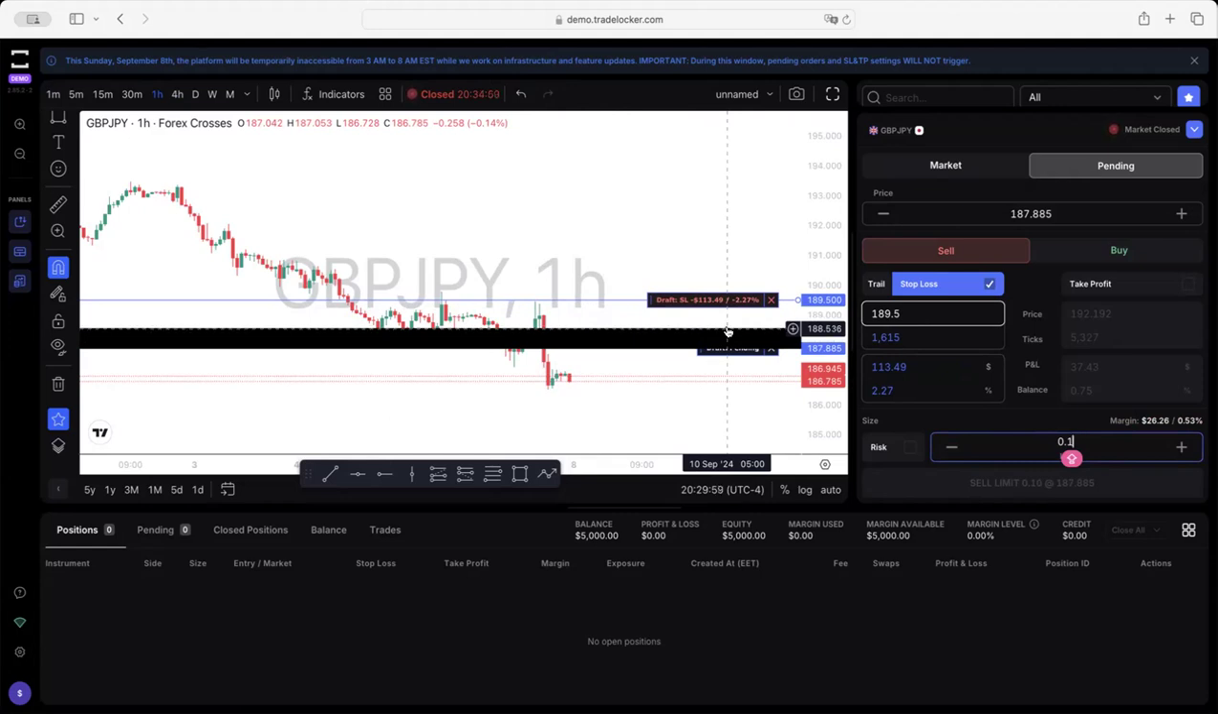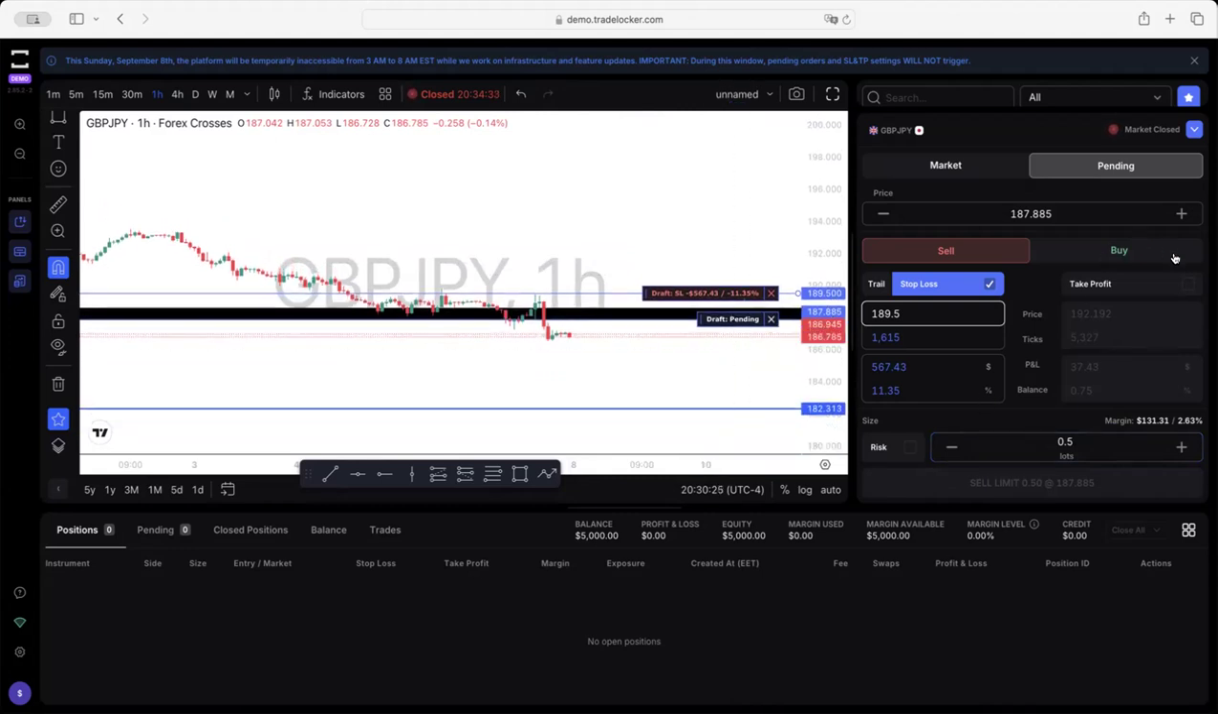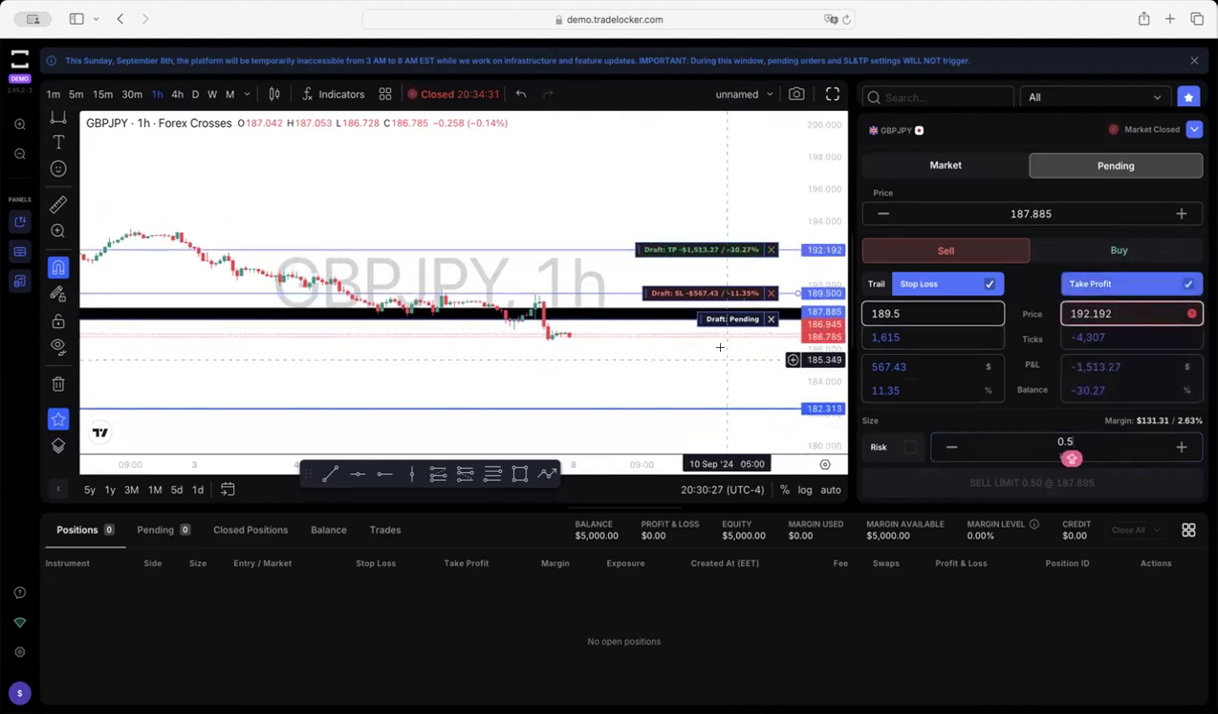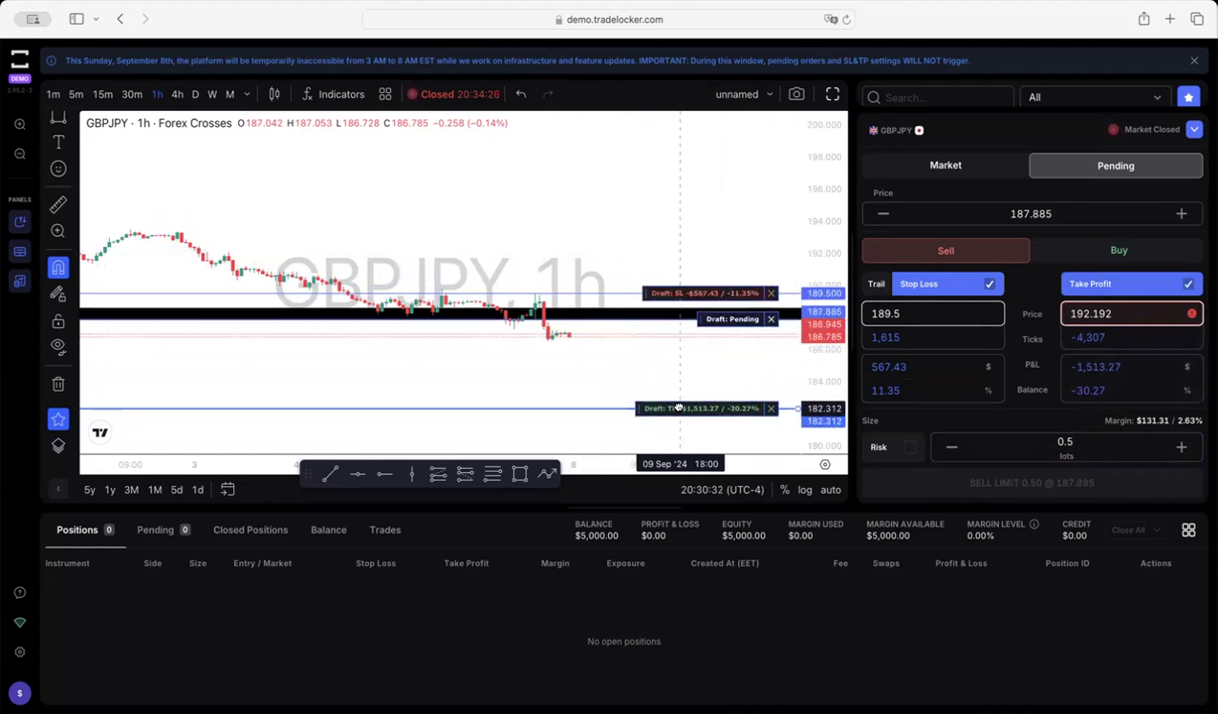Okay. I have $5,000 in my account. How much am I willing to lose? If I trade a 0.5, I will be losing $565. With $5,000, I'm okay with losing that in my account. So now I am not at 1%. I am at 0.5%. Okay. Now, with that being said, now I want to calculate what my TP is going to be.